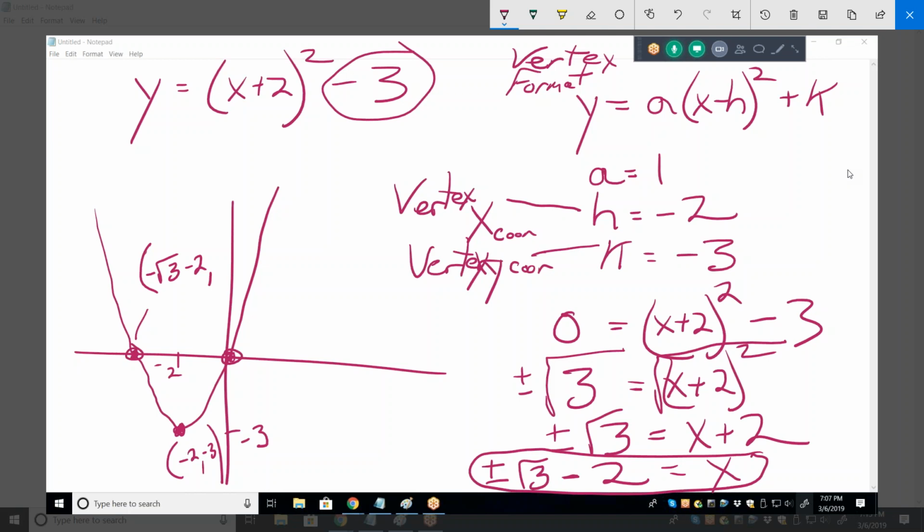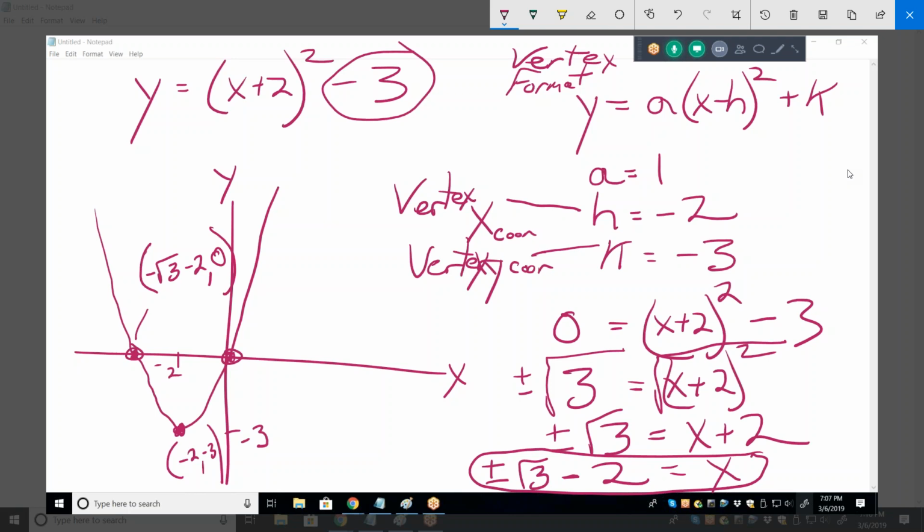What's the y coordinate? It would be 0, -3, right? Oh, you got it. 0. The y coordinate is 0. Not 0, 0. The x coordinate is negative root 3 minus 2.